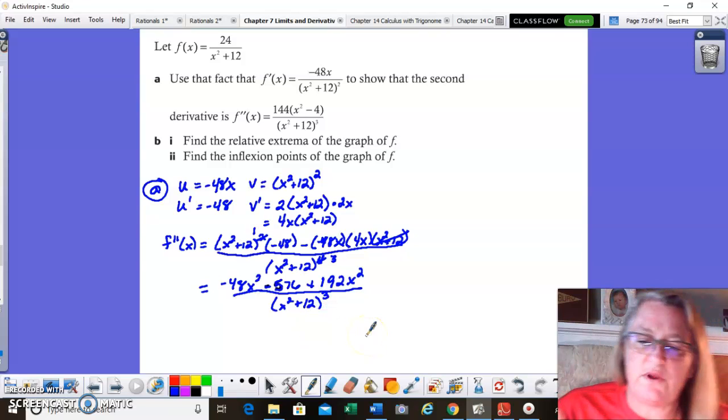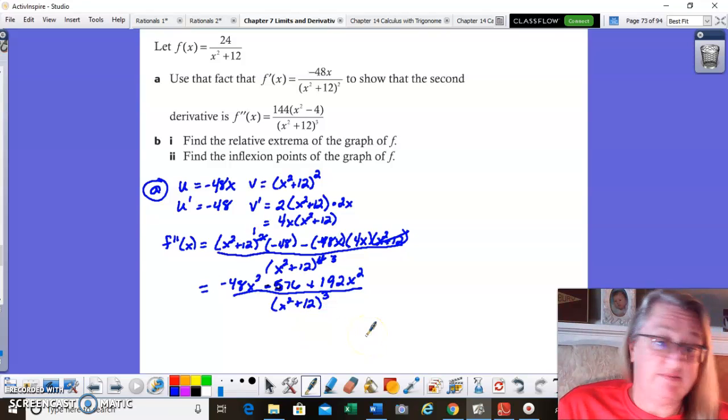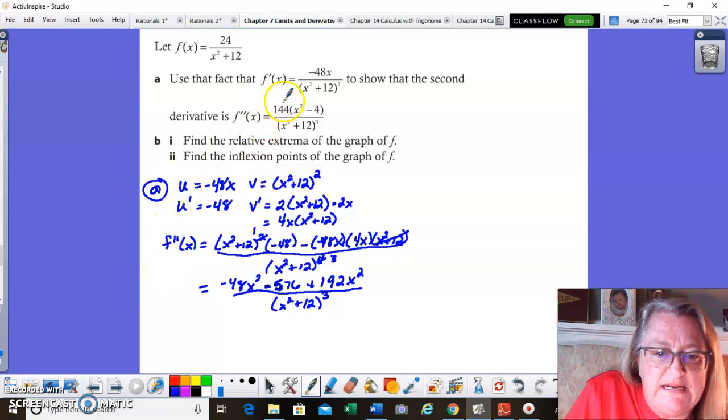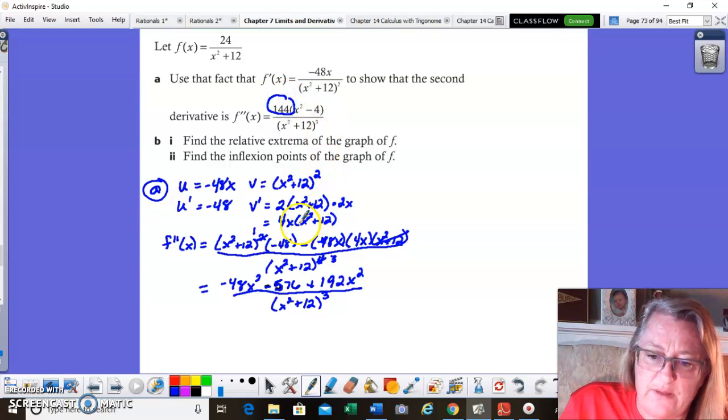Now, if I was just working this problem out myself, I would leave it here as my answer. That would be my answer. Heck, I might even leave it as the one above that. But it very specifically wants me to get it into this form. So somewhere in here, I need to recognize where this 144 comes from.